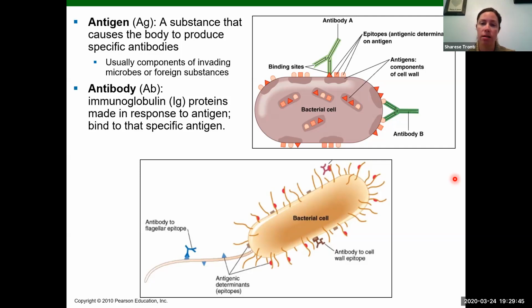An antibody is something that's produced by the body. These are proteins that bind to the antigens, and they signal that this antigen is not part of the cell. So the antibody is, again, made by the body to bind to and signal that this antigen is not part of self and it needs to be taken care of.